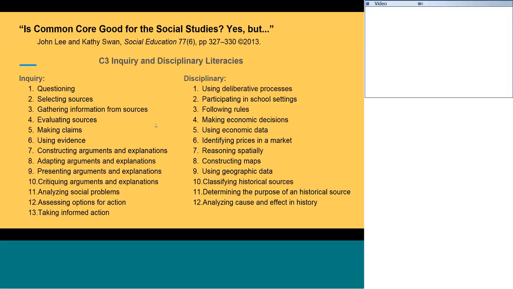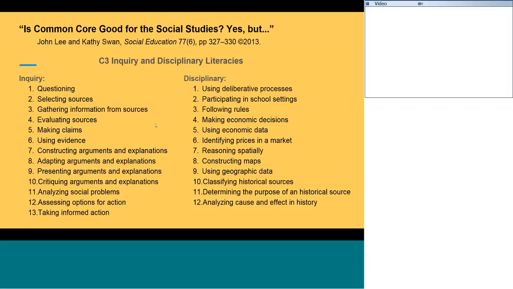Another quote that I found that was very striking was that the Common Core state standards have provided an opportunity for social studies educators to reframe literacy instruction in a way that allows social studies to regain a more balanced and elevated role in the K-12 curriculum. So this does not shy away from literacy, but actually defines literacy for a social studies purpose.